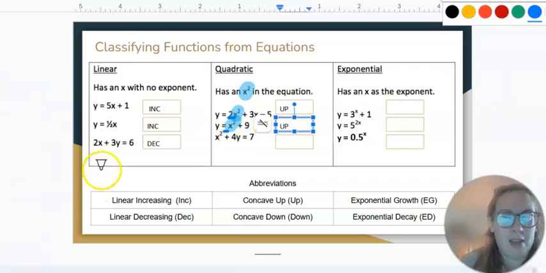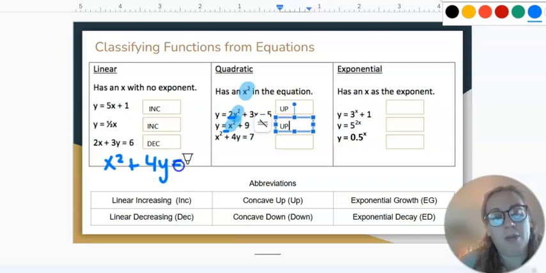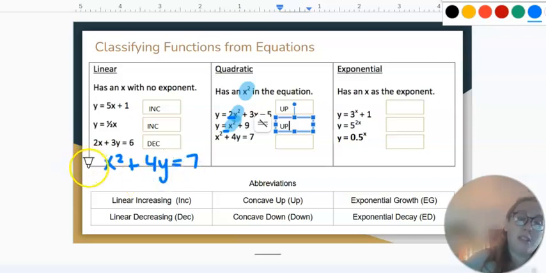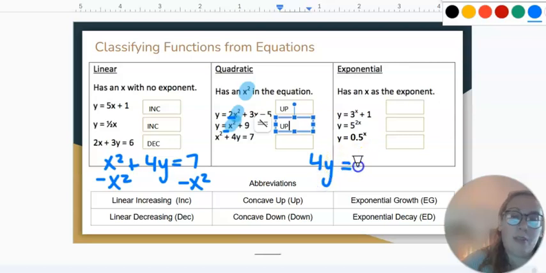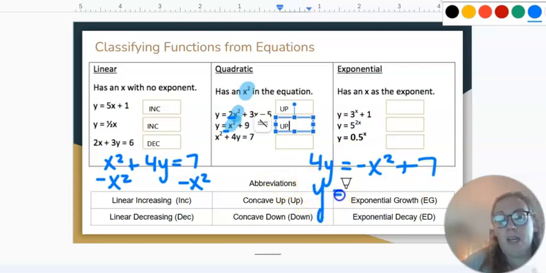The next one we have is x squared plus 4y equals 7. So we would want to subtract x squared on both sides. And we end up with 4y equals negative x squared plus 7. And then when we divide by 4, we would get y equals negative 1/4 x squared plus 7 divided by 4.